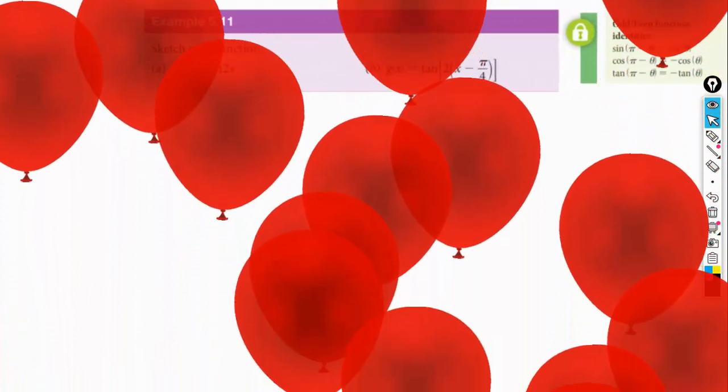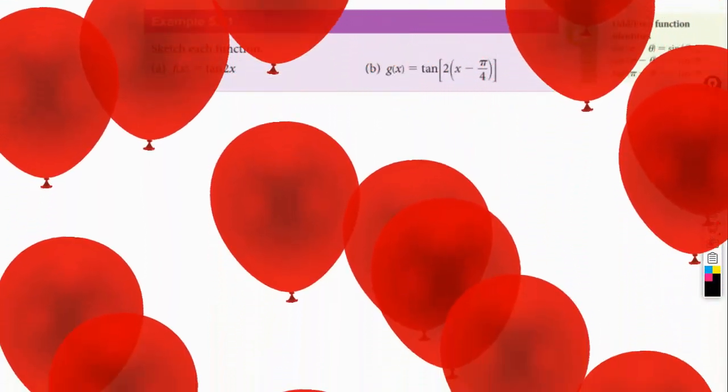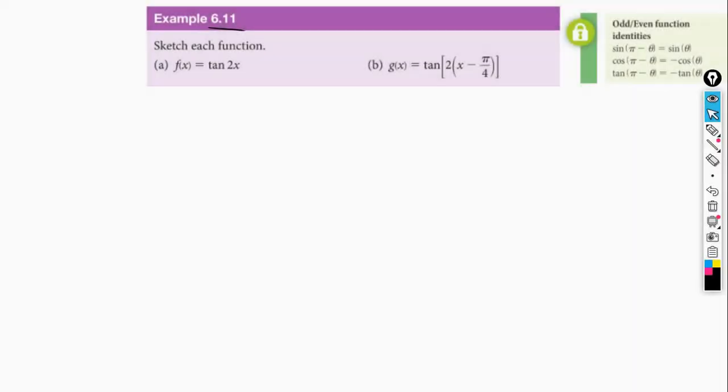Finally, we have example 5.11, which will be the last one on this video. And it says, sketch each function. Letter A, f of x is equal to tangent of 2x. So remember that whenever you have a number multiplying x, this is going to affect the period. And the period will equal, in this case for tangent, pi divided by b. So pi halves. So all we have to do is adjust the period for tangent. And instead of having a period of pi, we are going to have a period of pi halves.